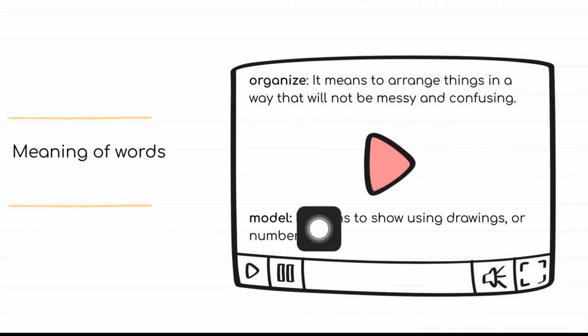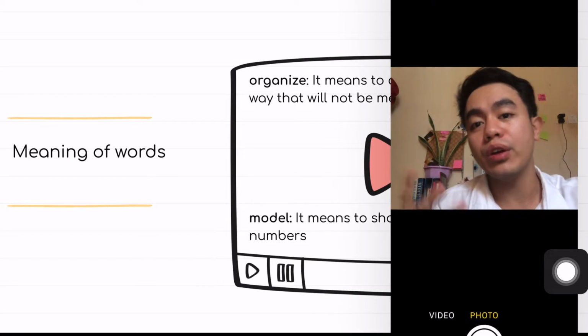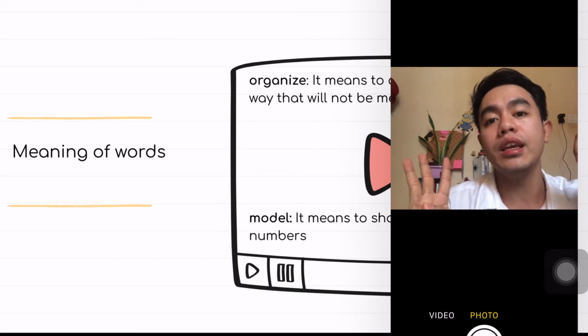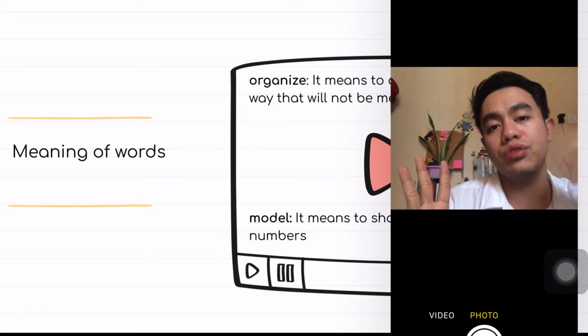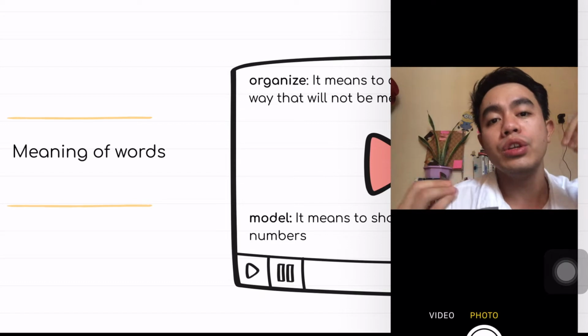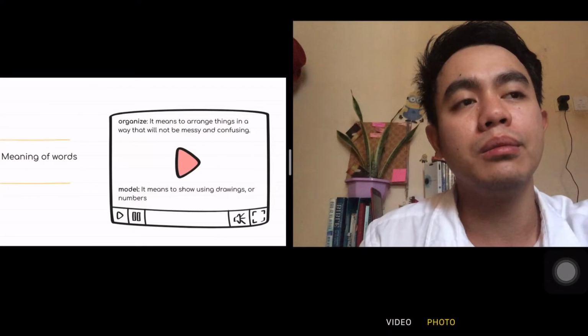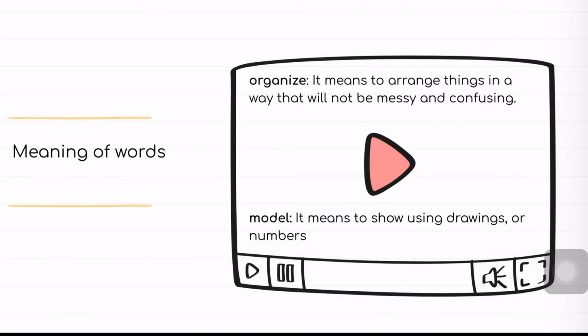And model means to show using drawings or numbers. I believe you know that already. If I'm talking about modeling the number, I'm talking about you making a representation of the number. So if I say number 3, you make a model which is maybe 3 dogs, 3 pencils, something like that. Cool. So I think the word that we might be a little confused about for now is the word organize. Let me bring that up there and let's move on.